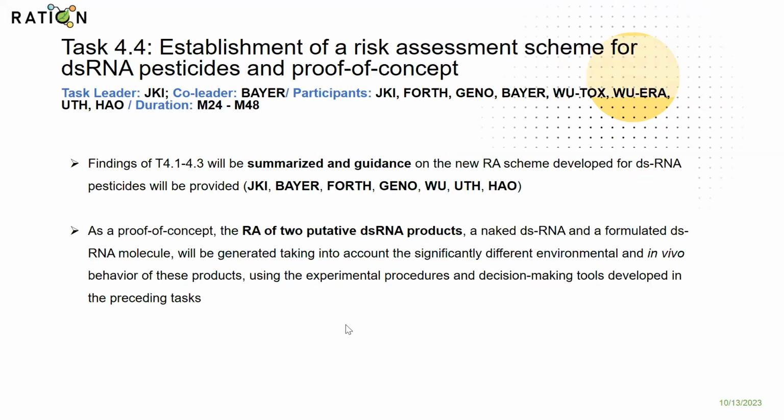And finally, the findings of tasks 1 to 3 will be summarized and guidance on the new risk assessment scheme developed for double-strand RNA pesticide. As a proof of concept, the risk assessment of two putative double-strand RNA products, a naked and a formulated molecule, will be generated, taking into account the significantly different environmental and in vivo behavior of these two products, as I said before, concerning the stability and also the uptake by the pest, using the experimental procedures and decision-making tool developed in the preceding tasks.